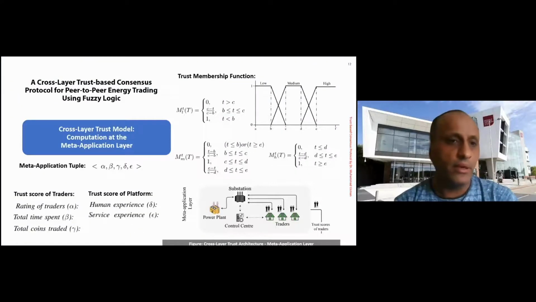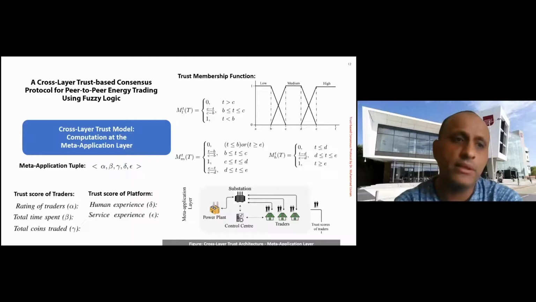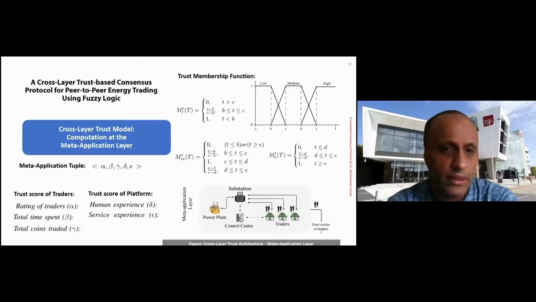Right, so the energy trading is rated at the meta application layer against a number of evaluation factors. We have named them alpha, beta, gamma, delta, epsilon. These are rating of the trader, total time spent by a trader, total coins traded, human experience, service experience. It is important to observe that the trust score of trader is derived from alpha, beta, gamma. On the other hand, trust score for the platform depends on delta and epsilon factors.